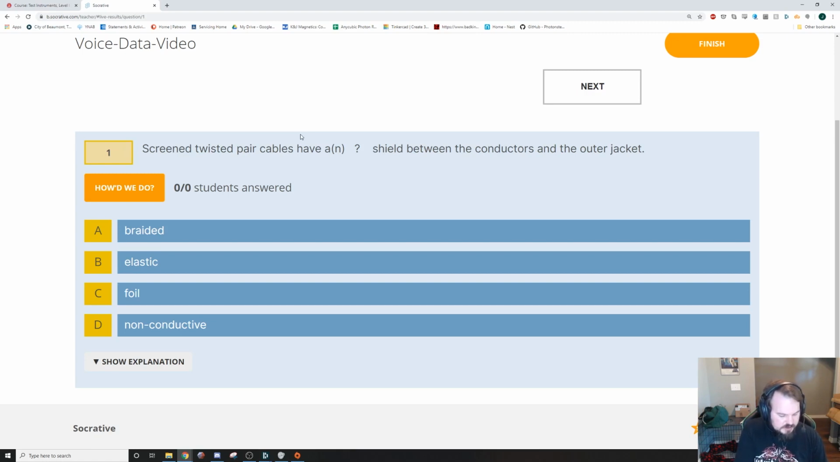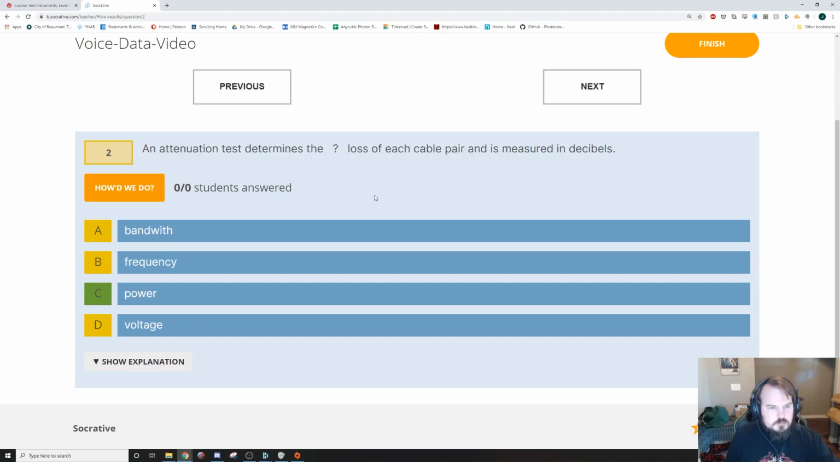It has a cable jacket. It has a foil shield in between the conductors and the outer jacket. And this catches the electromagnetic interference and drains it off to protect a data signal from getting interference from outside conductors.